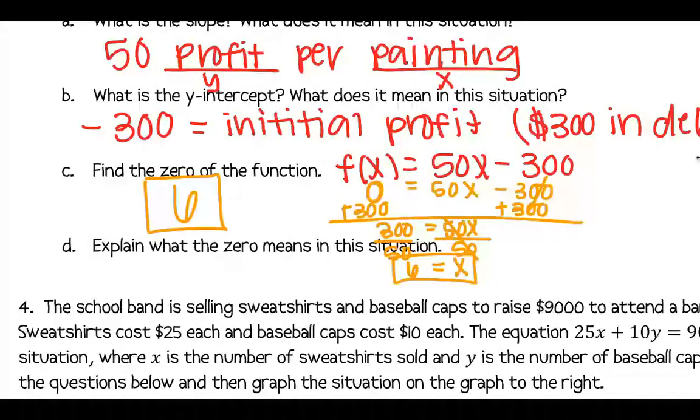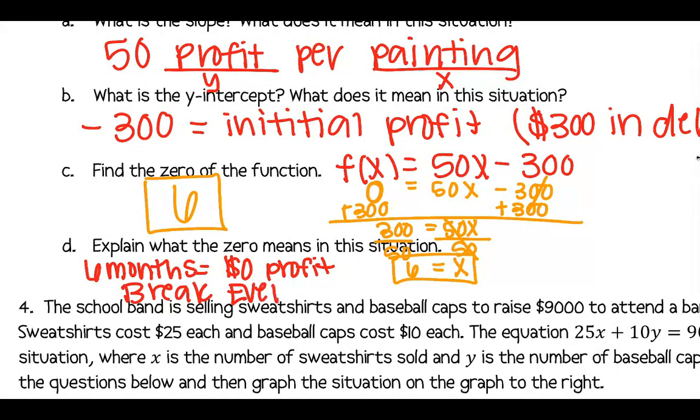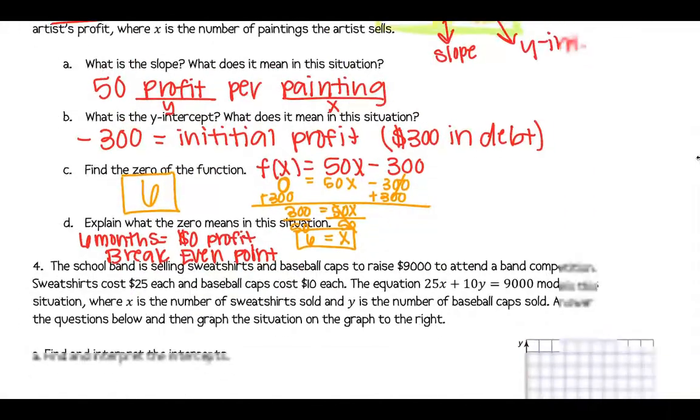And then it says, what does this mean? Well, if I plug in 0 for y, my profit would be $0. So I no longer have the $300. I paid off that $300, right? So 6 months equals a $0 profit. It is your break-even point. I no longer owe anything. I'm out of debt, but I haven't made anything yet. I don't owe the $300 anymore, but I didn't make any money on top of it either. So that's looking at that situation.